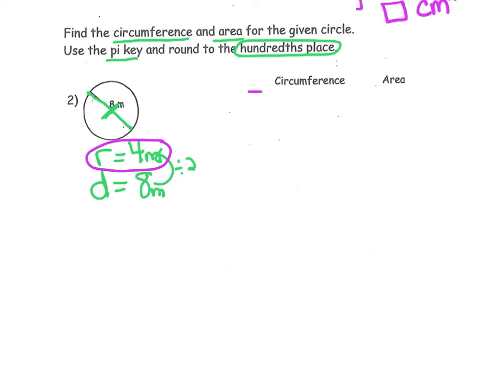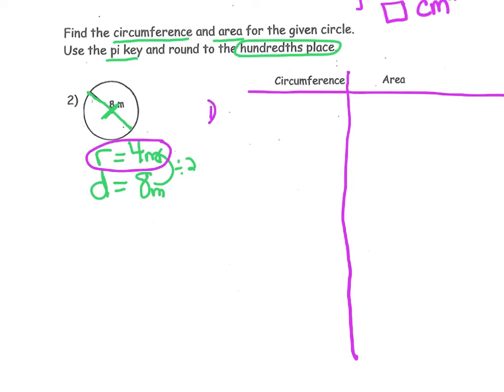Let's move over to the side and draw a T-chart separating the workspace for circumference and area. For circumference, we're going to be using the formula C equals pi times 2 times r. And for area, we're going to be using the formula area equals pi times r times r. Let's take a moment and calculate each of these.